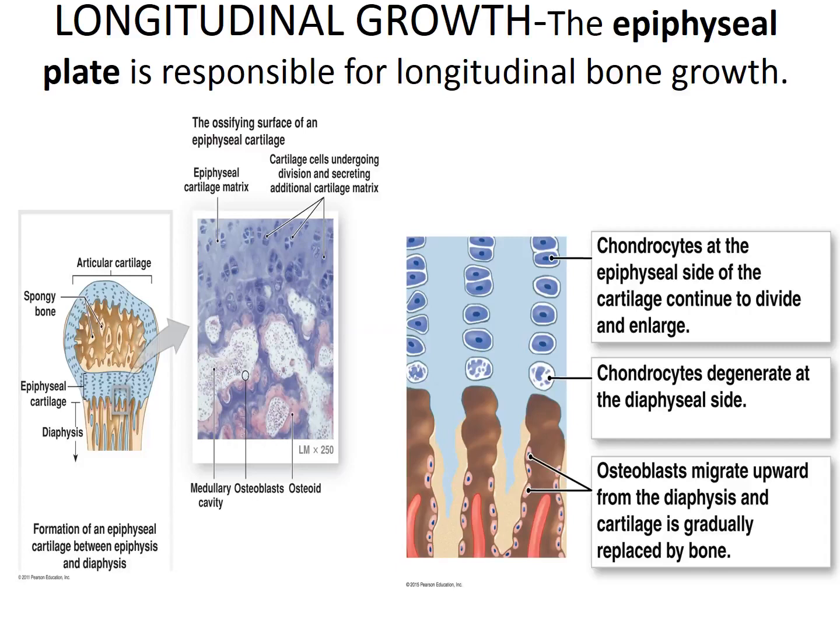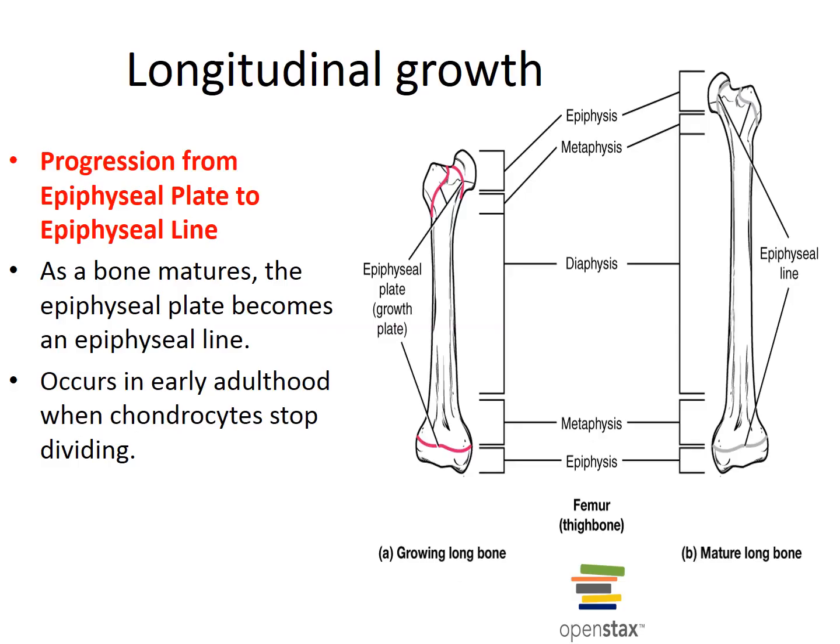of ossification. The hyaline cartilage at the ends of the bone in the growth plate is eventually replaced entirely by bone. Once completely replaced with bone, the epiphyseal plate is now called the epiphyseal line. This typically occurs in a person's early 20s, and as a result, the person stops growing in height. And here you can see that progression in the growth plate.